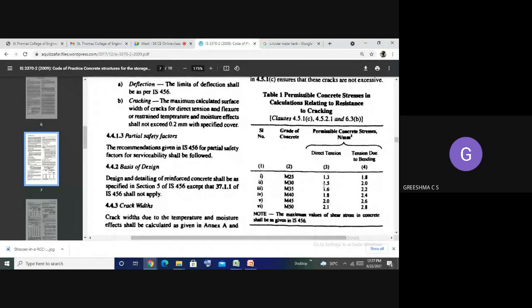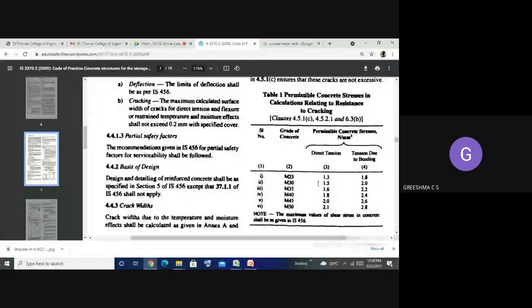Okay, so M30. So you will be needing these two values, that is permissible concrete stress in direct tension and permissible concrete stress in tension due to bending. Okay, so in a water tank you will be having direct tension, and also the bars will be having tension due to bending. In a circular water tank, there is bending, so there the tension arises. So you will be having two stresses, that is direct tension and tension due to bending. So take these two values.